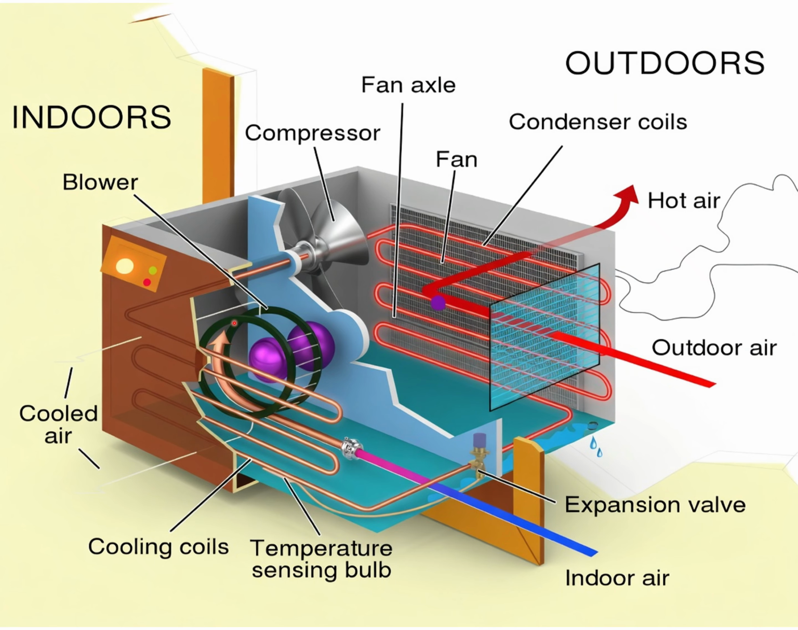Actually, the components of air conditioner are the same as those of refrigerator that we have discussed earlier. You can see here a compressor, then here is the condenser. Here is the compressor, here is the condenser, here is the expansion valve, and this is the cooling coil.